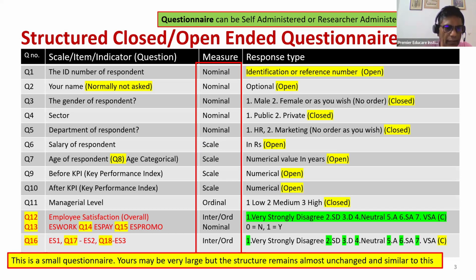So question number 11 is the managerial level. There are 3: low, medium, high. And question number 12, employee satisfaction overall, right? So question number 13 is very important. Here you are having multiple options, right? So in other words, checkbox. That means you can opt for one or two or more options, right?